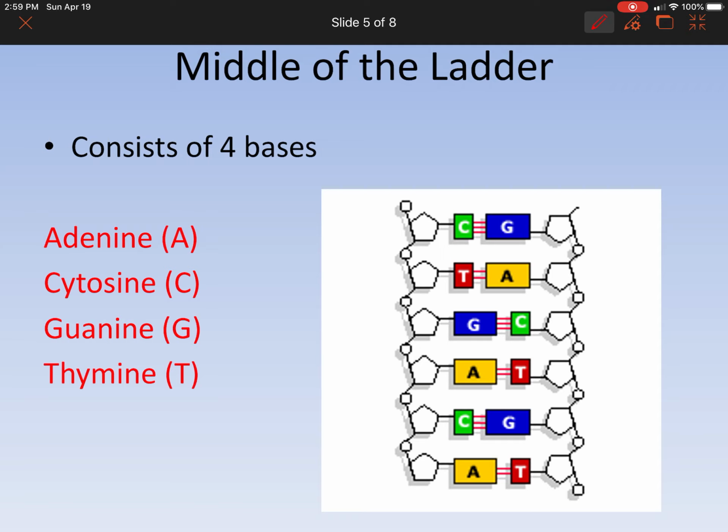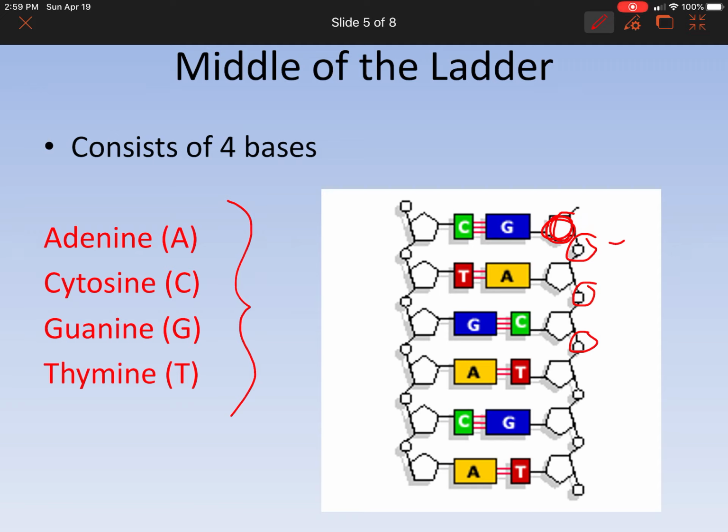Now, the middle of the ladder, these make up the rungs here. They consist of 4 different bases. So you need to know these 4. So we've got adenine, A, cytosine, guanine, and thymine. So we've got A, C, G, and T. And these are how they hook up here. So remember, this part here is called what? Yeah, that's the sugar, okay? So the deoxyribose sugar, and then these parts are what? Yeah, those are the phosphate groups, right?